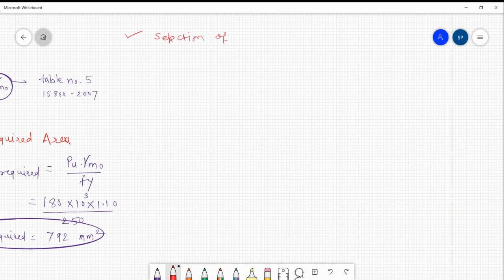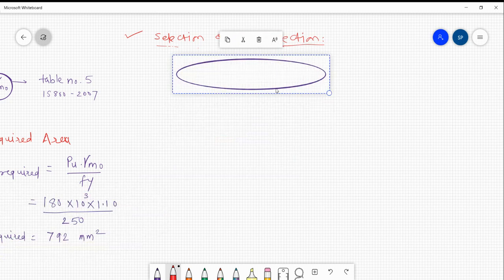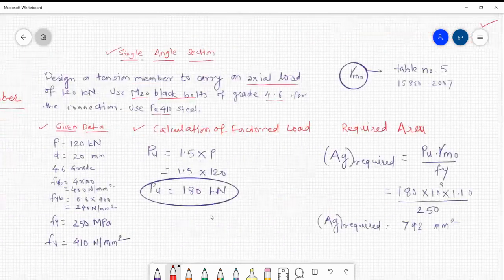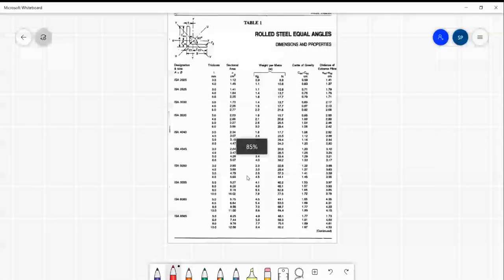Selection of trial section. Now this selection of trial section is to be done from the steel table. Either you can go from SP or you can go for the steel table. In the steel table you will have to go for the required value. What is the required value? The required value is 792 mm square. The required value is the area value 792. So you will have to look for that. So where from you can get that value? So this is the steel table.